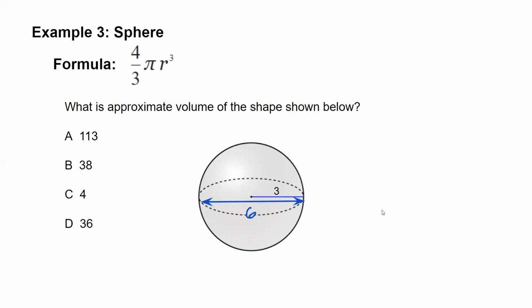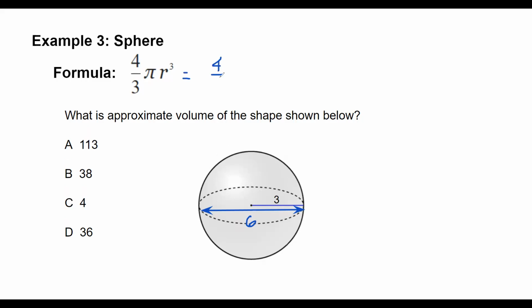What is the approximate volume of the shape shown below? We want to just carefully substitute in. Now, the nice thing about the formula for a sphere is that there is only one value that we need to get from our shape. That's the only important value of a sphere, is the radius. So let's substitute it in.